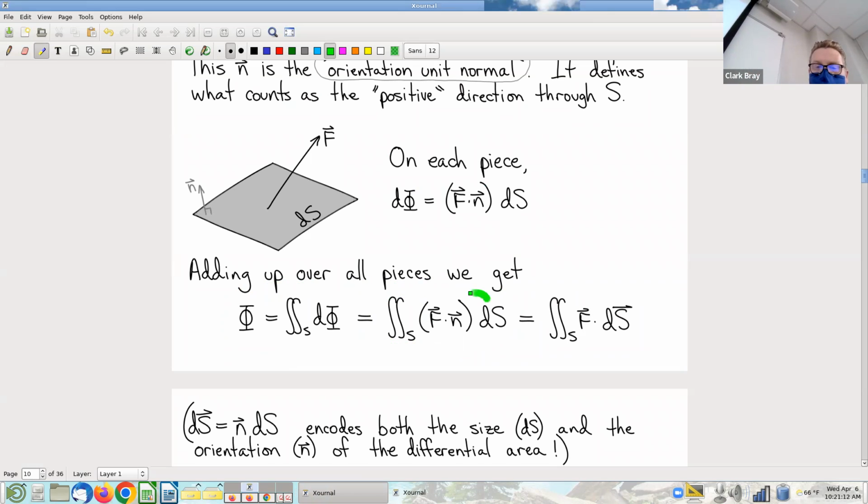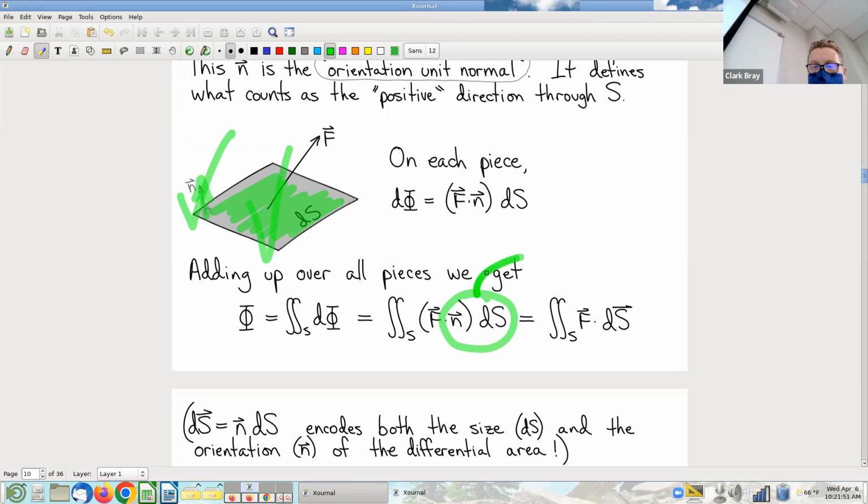But check this out. We have n dS. What is n? n is a vector describing the orientation of that piece of surface. What is dS? Well, dS is the size of that piece of surface. So this product n dS is telling you everything that you need to know about this piece of surface. It's telling you what the area is. It's telling you what the orientation is.